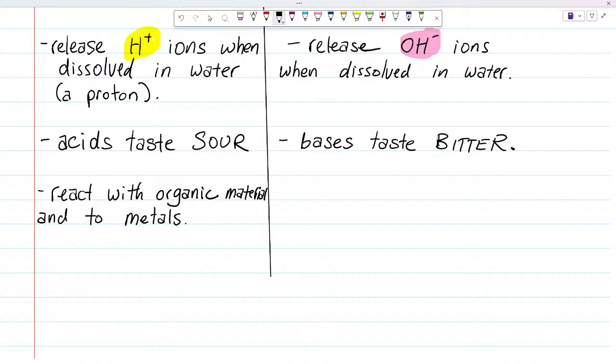On the other hand, bases react with organic material. They don't react with metals, as a rule. This is why we put bases in our soaps, because they will clean food stuff and things like that, but they won't react with your metal pots and pans and start eating away at them. If your soap does, it's a bad thing.